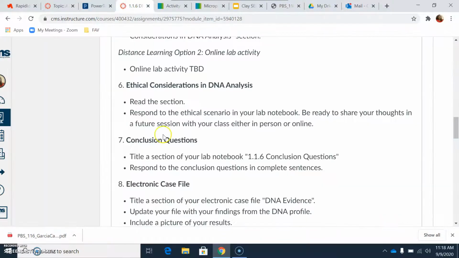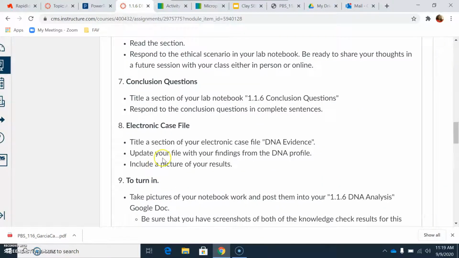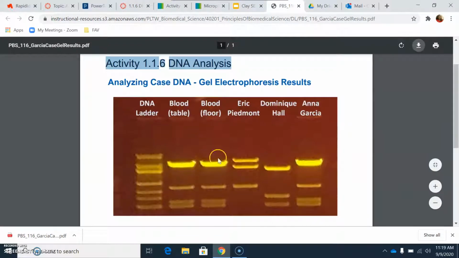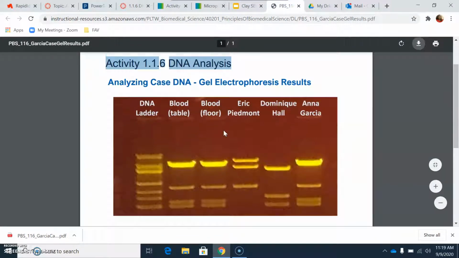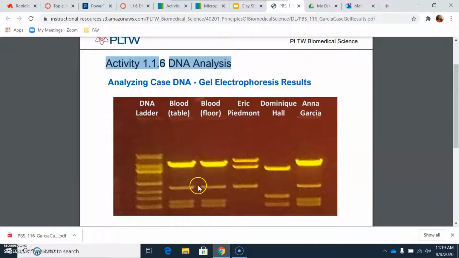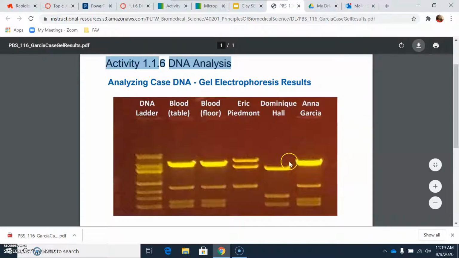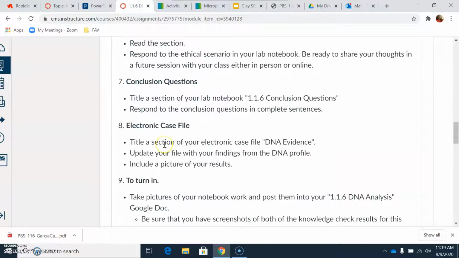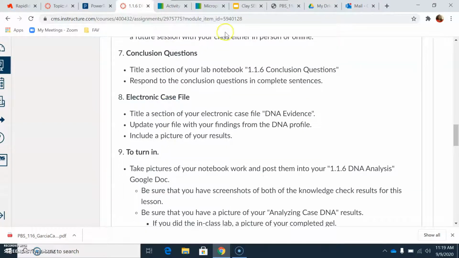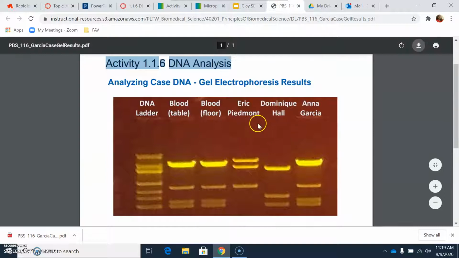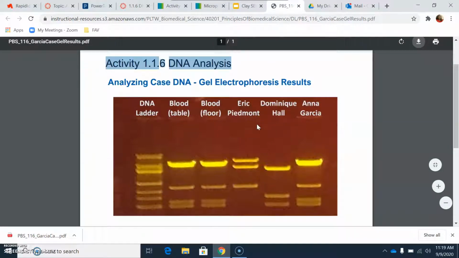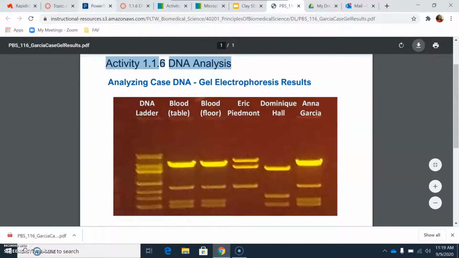What you're doing again for this section is just updating what you're finding. Explain what the picture is telling you. Explain what you're seeing here. Explain what's going on. Whose blood is that based off of the results that you have? That's what you're updating in your case file. You can include a picture of the results, so you can take a screenshot or download this picture into your case report.